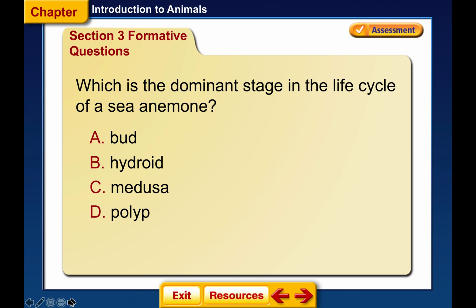Which one do you think it is? Okay, now the reason that this is the dominant stage is because polyps are fixed. Now don't confuse dominant with the adult stage, because the adult stage in a lot of jellyfish is the medusa. But our very first phyla, which is Anthozoa, if you remember, all of them are always in the polyp form, and that's our sea anemones and our corals.